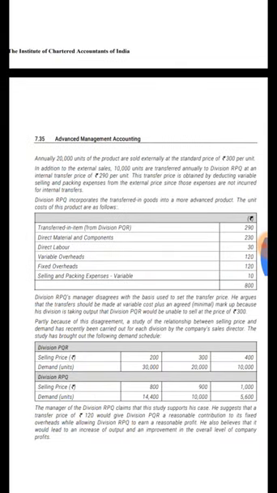Annually 20,000 units of the product are sold externally at the standard price of rupees 300 per unit. In addition to the external sales, 10,000 units are transferred annually to division RPQ at an internal transfer price of rupees 290 per unit. This transfer price is obtained by deducting variable selling and packaging expenses from the external price, since those expenses are not incurred for internal transfers.